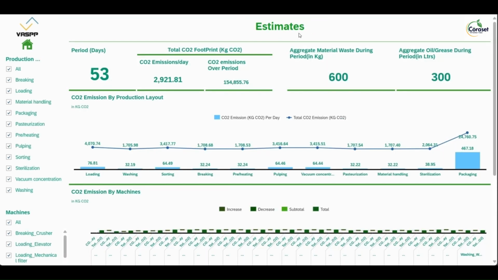The Estimates page on the Coraset dashboard provides forward-looking projections and estimates for carbon emissions across various business activities. It features advanced forecasting tools that predict future emissions based on historical data and current trends. Users can analyze different scenarios to see how changes in operations or policies might affect emissions.